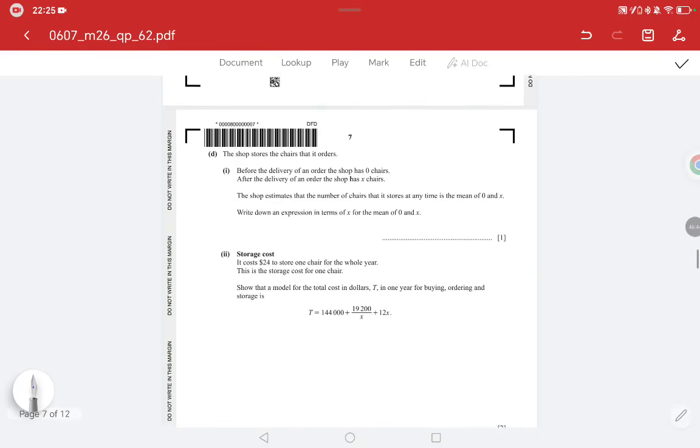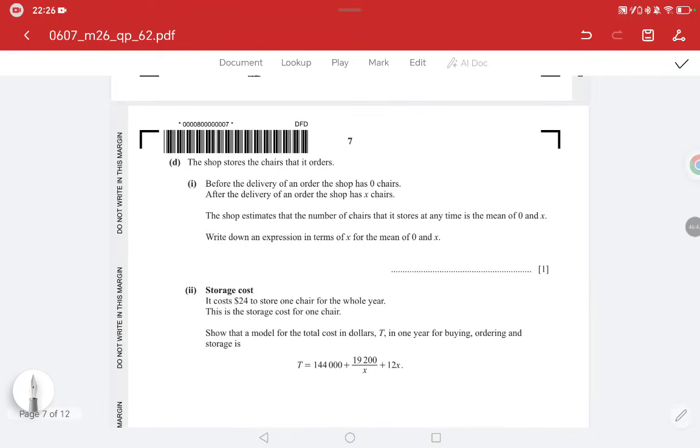Okay. Next one, they said that the shop stores the chairs that it orders. Before the delivery of an order, the shop has 0 chairs. After the delivery of an order, the shop has X chairs. The shop estimates that the number of chairs that it stores at any time is the mean of 0 and X. So what's the mean? The mean, we add them and we divide by the number of values. So 0 plus X, and we have 2, so we divide by 2. So it's just X over 2. So this is the mean.